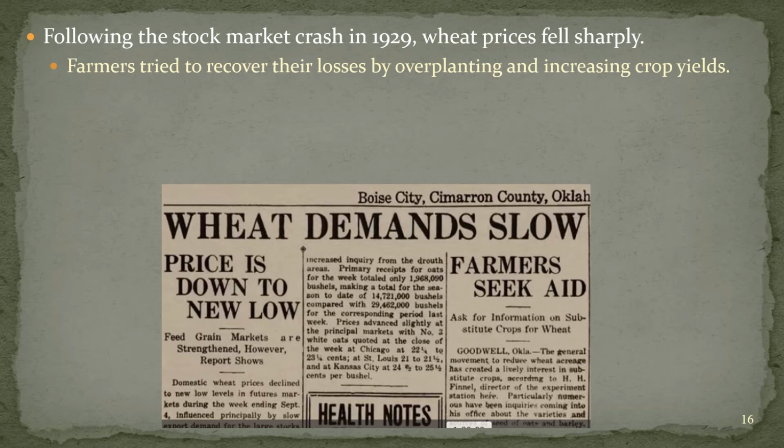In 1929, the stock market crashed and wheat prices fell sharply. Okay, farmers tried to recover their losses by overplanting and increasing crop yields. Okay, so they're like, no, everything's bad. I will plant 3 times as much wheat next year to make up for it.